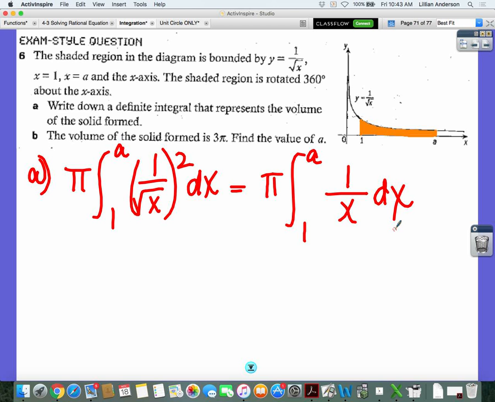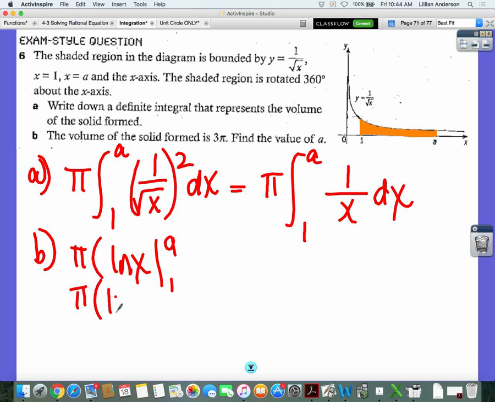Yes? So then the volume of the solid formed is 3 pi, find the value of A. So what is the antiderivative of 1 over x? ln of x. And do realize, guys, if it is a non-calculator type of problem, it's going to be simple to an extent. It's nothing too crazy. So when you plug it in, you'll have ln of A minus ln of 1, and hopefully you remember from your days that ln 1 is 0.